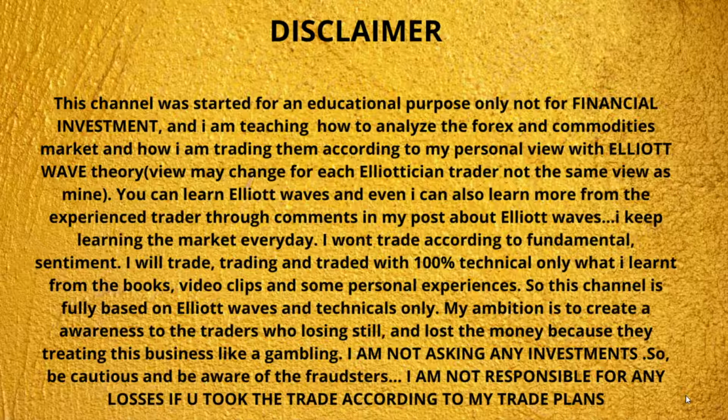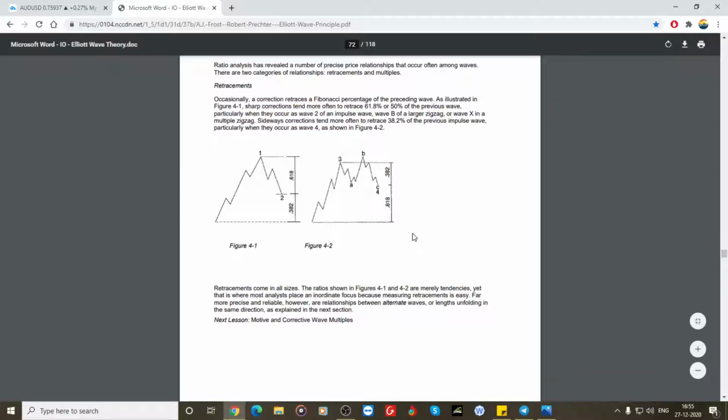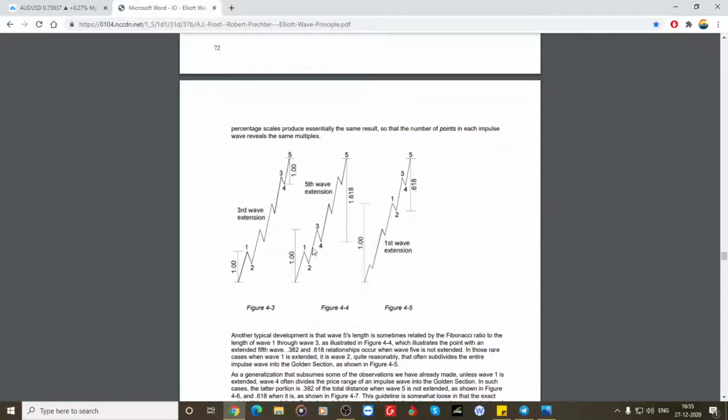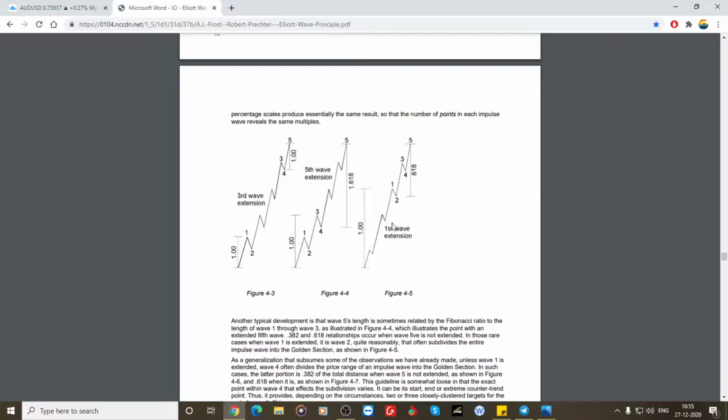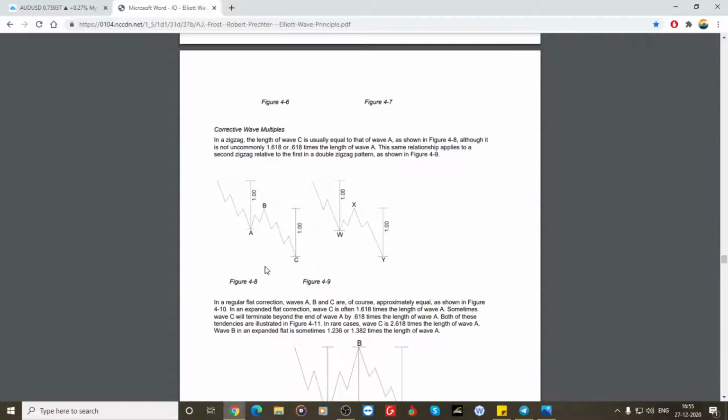So let's move on to the fib retracements and extensions. These are all the retracements and the calculations for wave 1 and how much wave 2 can retrace, and for the previous bullish wave, and after that the extension levels, the fifth wave extension and the first wave extension. So we are going to see everything here, and this is the corrective part.